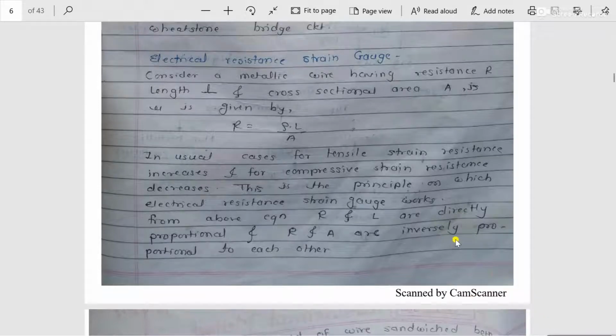Now the first point is the electrical resistance strain gauge. In that we are going to discuss the basic working principle of the strain gauge and its construction. The electrical resistance strain gauge is a small electronic device, or a small electronic chip, which is used to find out unknown parameters.